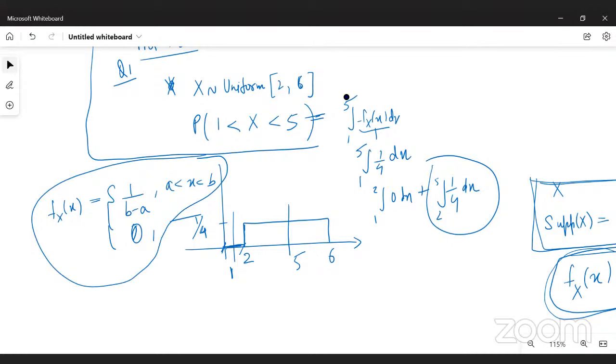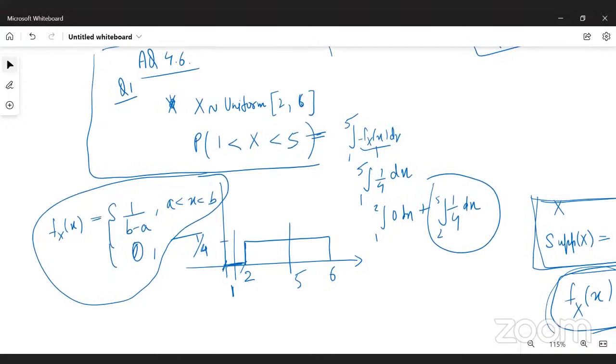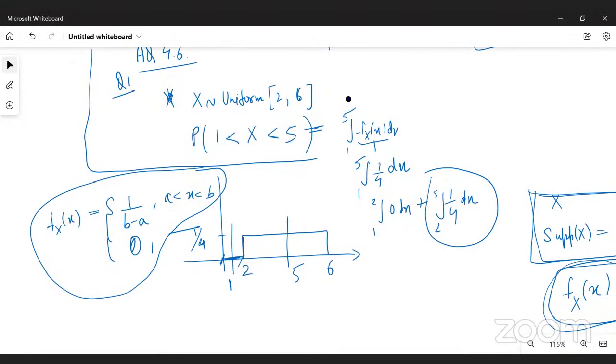Pardon me, ma'am. Am I audible? Yeah, you're audible. Ma'am, I didn't get this. Shouldn't it be 1 by 5? Like, how many values do we have from 2 to 6: 2, 3, 4, 5, 6. It is not discrete. This is continuous. Oh, sorry, my bad. Yeah, this is continuous.